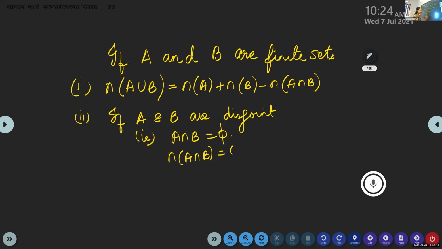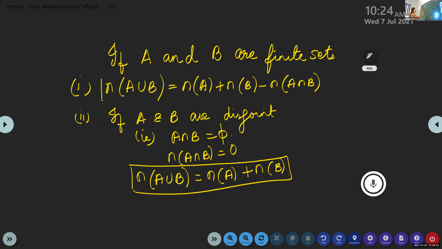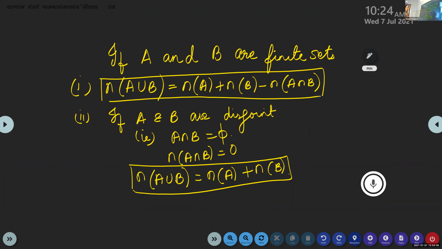N of A intersection B: common element is not there. In that case, what will be N of A union B? N of A union B is N of A plus N of B. If they are disjoint, then N of A union B is N of A plus N of B. So these two formulas we have to learn. For any two finite sets A and B, N of A union B is N of A plus N of B minus N of A intersection B. And for disjoint sets, N of A union B is N of A plus N of B. Write down these two formulas. We'll be solving problems based on this.